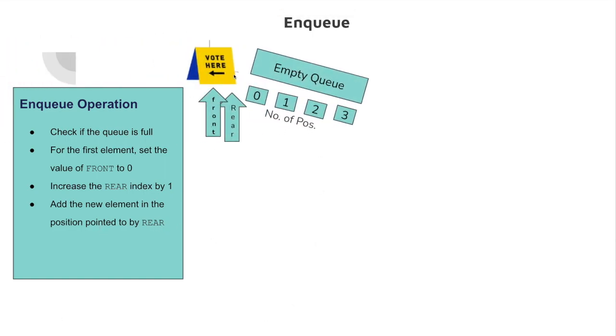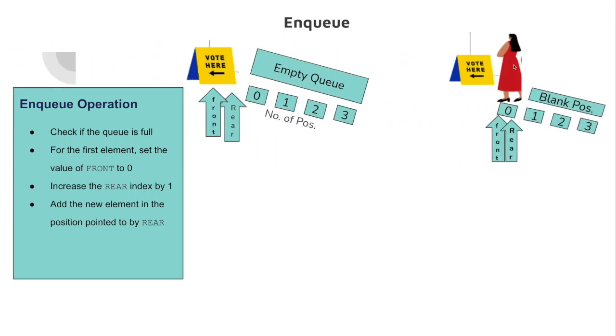I'm going to take the example of a voter queue. Here you can see we have two pointers, one is front, one is rear, and we have four positions, 0 to 3. Right now we have an empty queue. Our pointers are at -1. Let's suppose this lady comes up to give her vote. If you observe what has changed, our front and rear pointers have changed. Now the lady is at the 0th position.